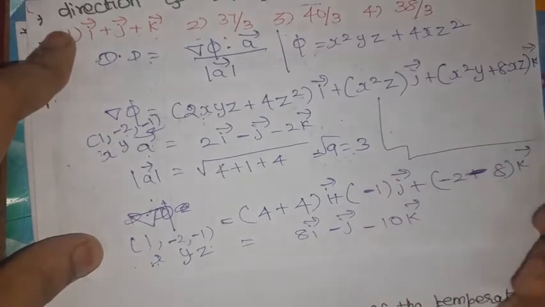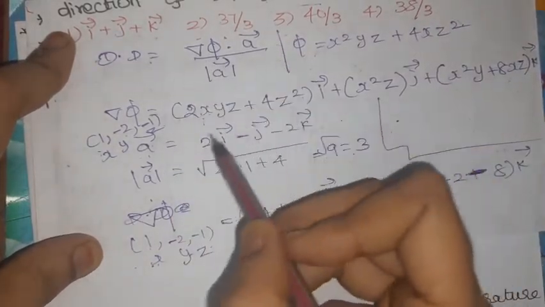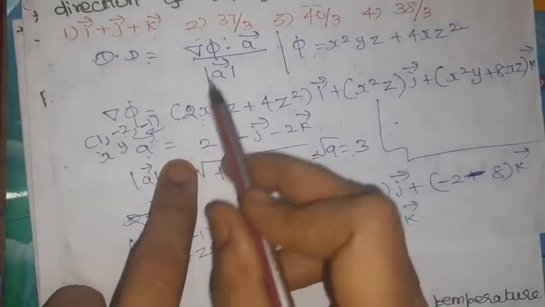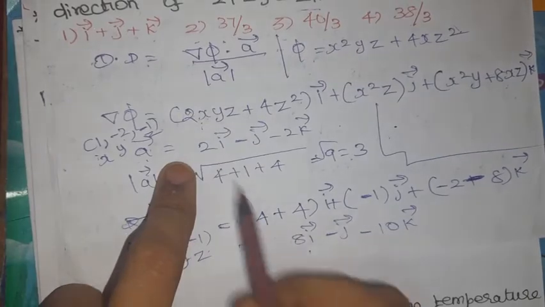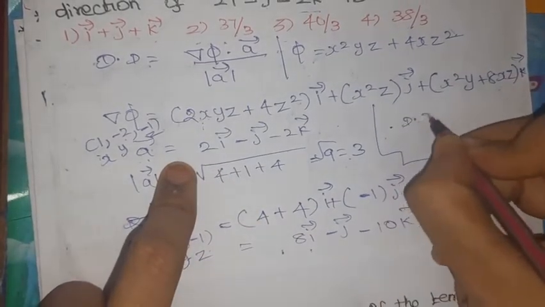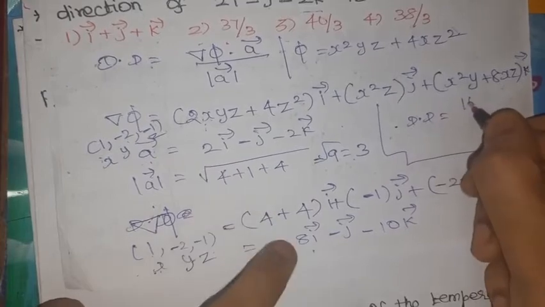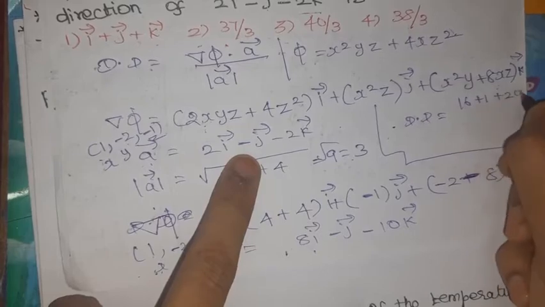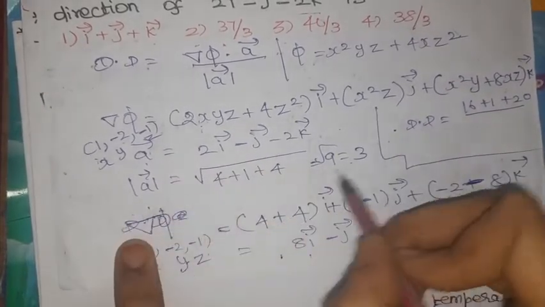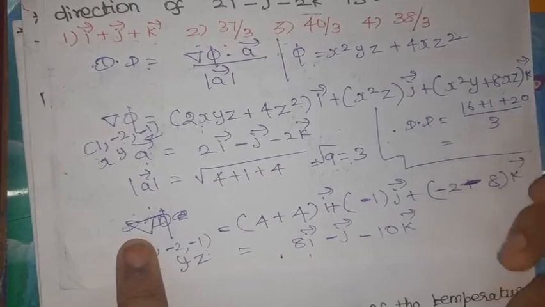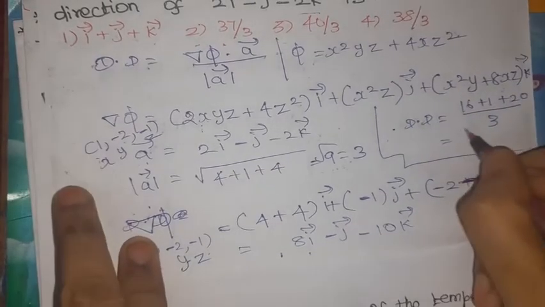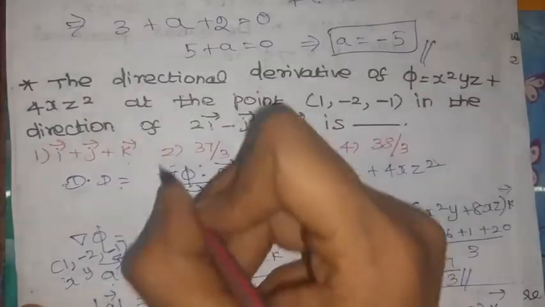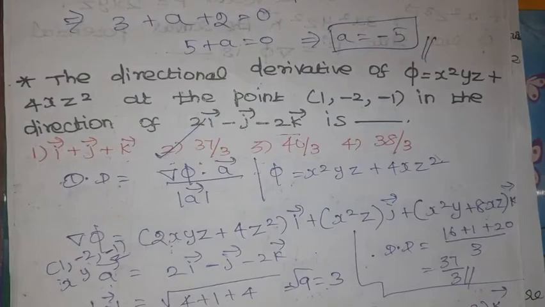Now we can apply in this formula, del phi dot a vector divided by modulus of a. So here in the numerator, del phi dot a, we can do the dot product. 8 into 2, what we will get? The numerator 16, minus into minus plus 1, minus into minus plus 20, divided by magnitude of a, 3. So 37 by 3. So this is the directional derivative for this question. Option 2, 37 by 3 is the right option.